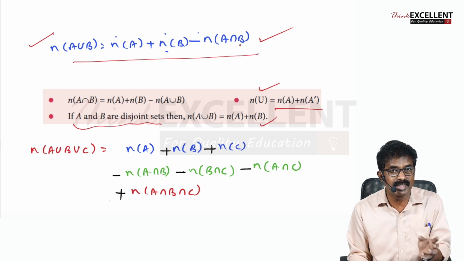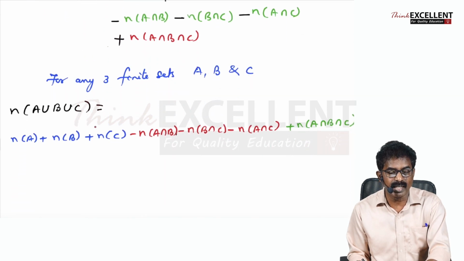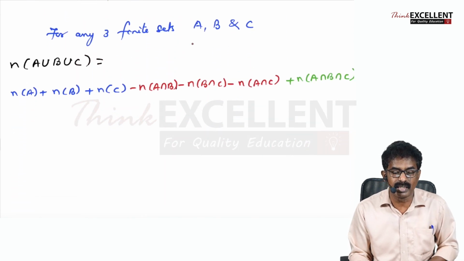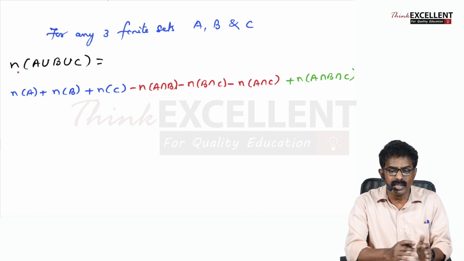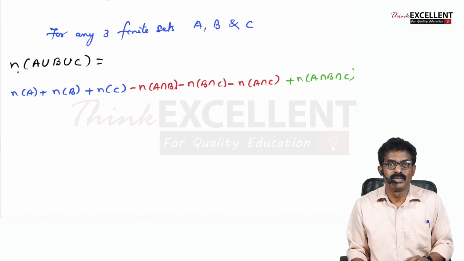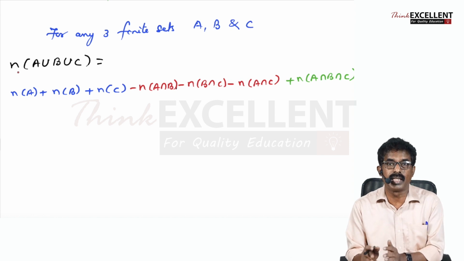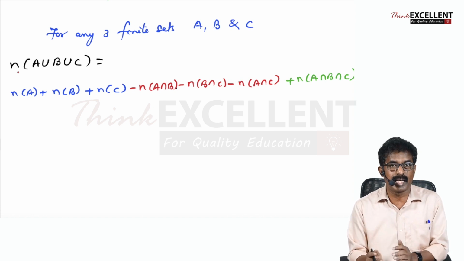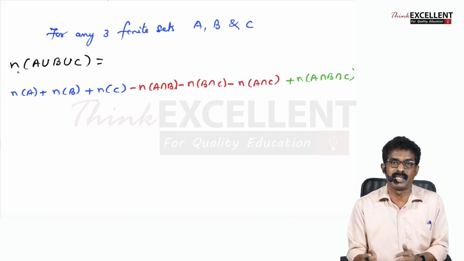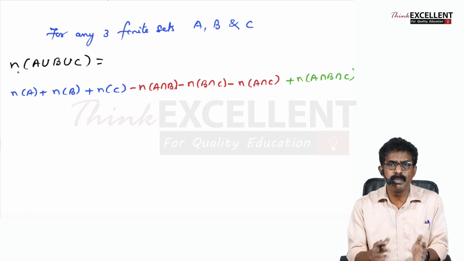If there are 3 sets, listen, one lengthy formula. For any 3 finite sets A, B, C, N of A union B union C. One lengthy formula, looks like a train, right? So easily you can remember. First you take 1 at a time, then 2 at a time, then 3 at a time. Only 3 sets are there, A, B, C. 1 at a time means N of A, N of B, N of C. 2 at a time, what do you take? AB, BC, AC. 3 at a time, A, B, C.